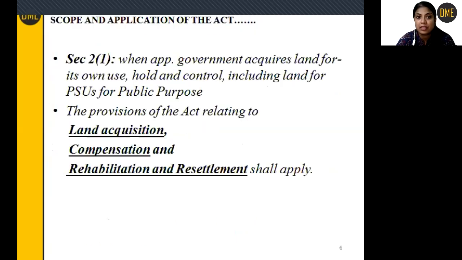Now understand this: under section 2 clause 1, when the appropriate government acquires land, it only needs to follow the requirements given under the provisions dealing with land acquisition, and it provides for compensation and rehabilitation and resettlement. The government is not required to get consent here. So the consent clause is not applicable in the land acquisition provided under clause 2, subclause 1.